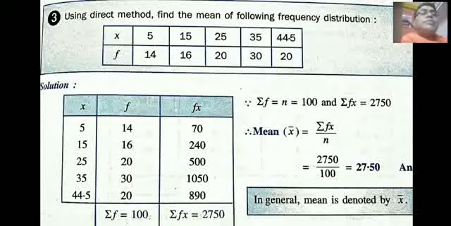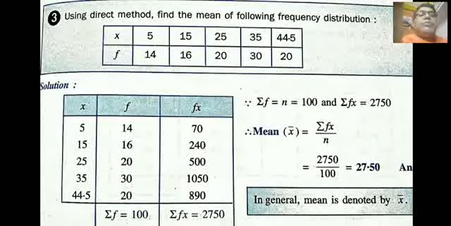Similarly, use the direct method to find the mean. Here data is given in the table, x and f: x is 5, 15, 25, 35, 44.5, and f is 14, 16, 20, 30, 20. So make the table as shown in the figure: x, then f as given. Then find f into x, that is, multiply f by x.